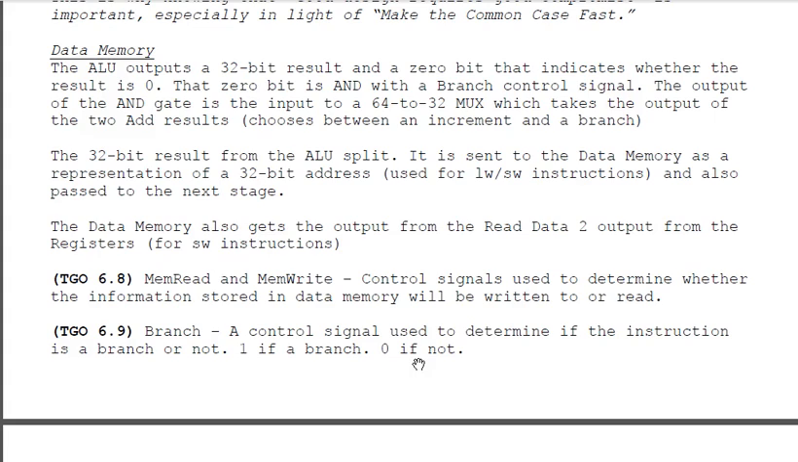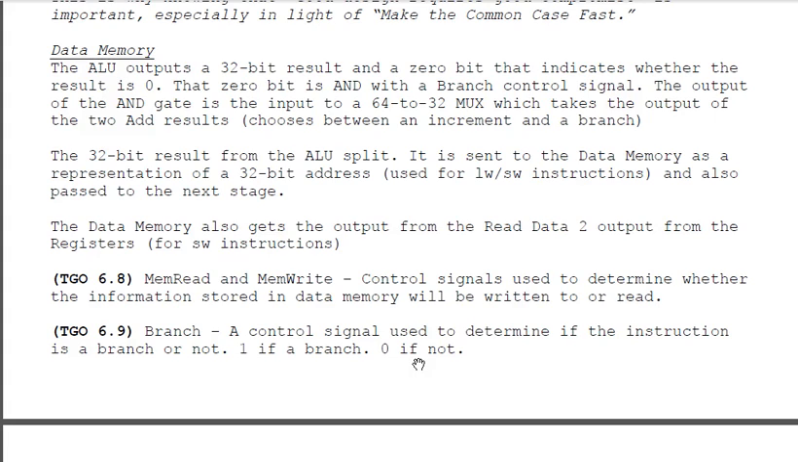If you're storing, you want it to be 1 because you want to write to the data memory, right? If we're doing load word, we want it to be 1 because we're reading from the memory. But what type of instructions are we either reading from the data memory or writing to the memory? What type of instructions are those? Branch is 1. Jump is another.